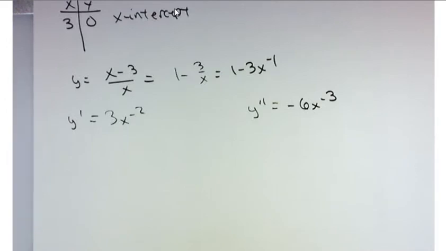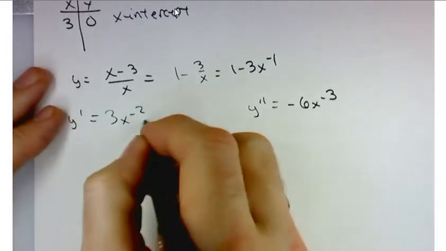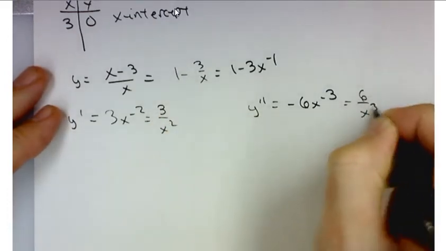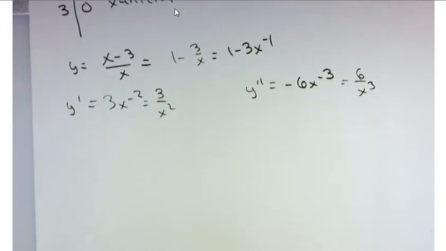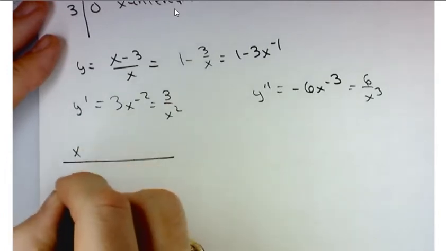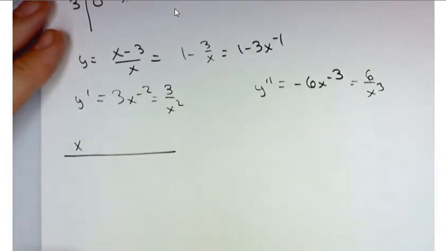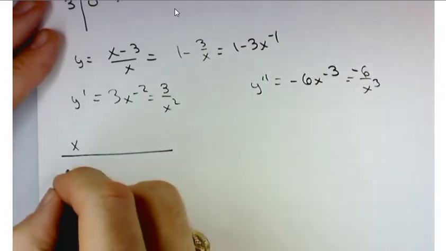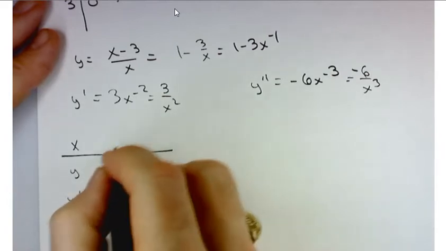Now I want to know where this function is increasing and decreasing, and what its concavity is. So I need to know where this can change signs. So that's 3 over x squared, and this is negative 6 over x cubed. It can only change signs where either the numerator or denominator equals 0. Let's start with the first derivative. Negative 6, thank you. So x, y, and y prime.